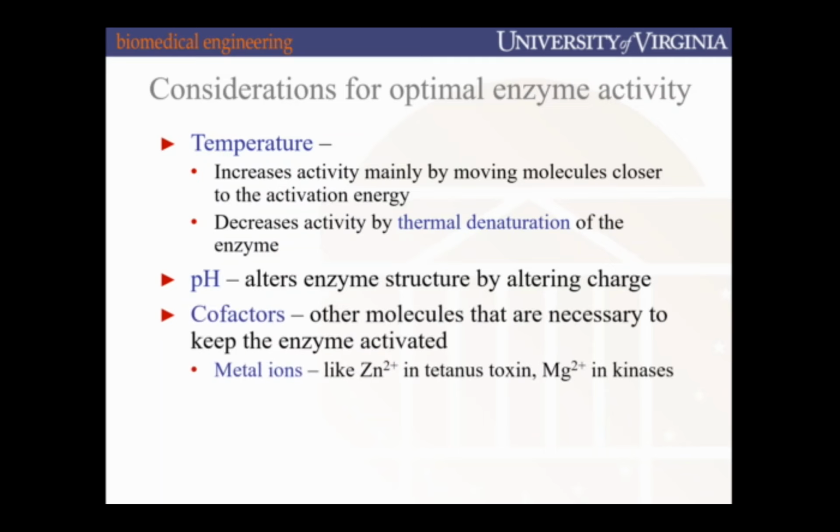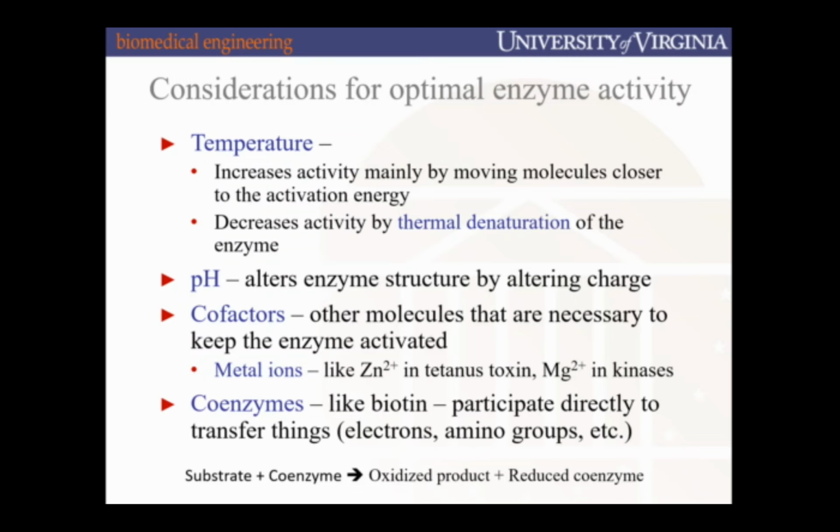Enzyme cofactors improve enzyme activity by participating in complexes that stabilize substrate binding and the transition state. Divalent metal cations are a commonly seen enzyme cofactor. Some examples include the zinc cation in tetanus toxin and the magnesium cation, which coordinates the phosphate group of ATP in the kinase active site.